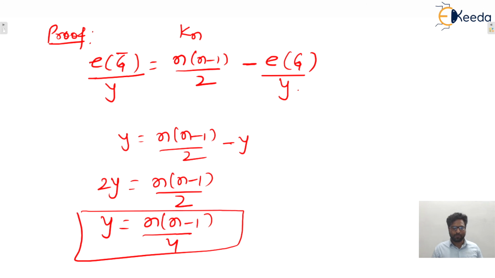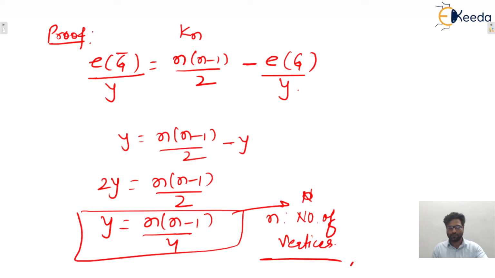That is the proof. I hope this one is clear to everyone. Y is the number of edges in G as well as G complement. So if a graph is self-complementary, the number of edges will be n into n minus 1 divided by 4, where n is the number of vertices. Be careful. I hope this is clear to everyone.